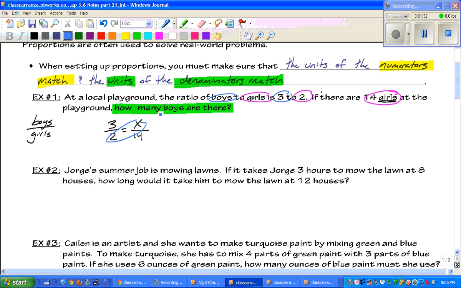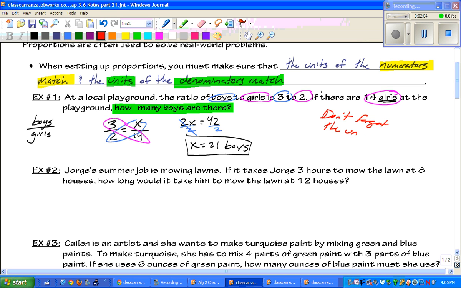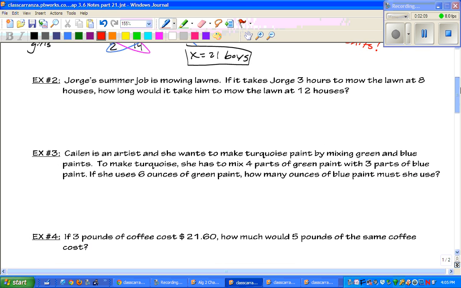From here on, all we're doing is exactly what we did yesterday. 3 times 14, that's in your multiplication chart. You get 42. And now all we have to do is get the x by itself. We get x equals 21, and that's going to be 21 boys. Don't forget the units. All right, let's move on to the next one.